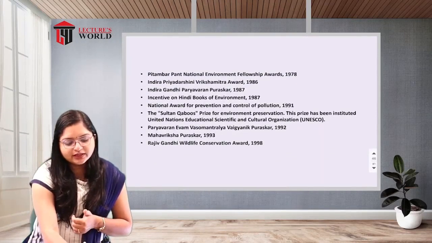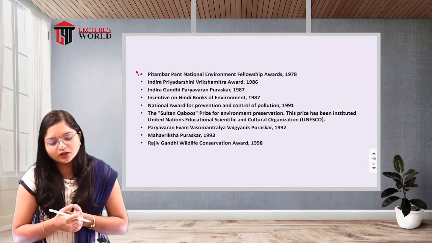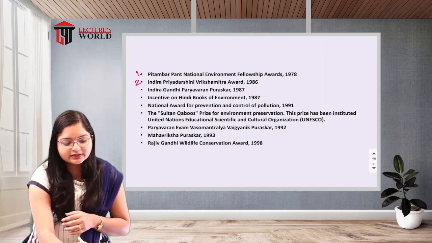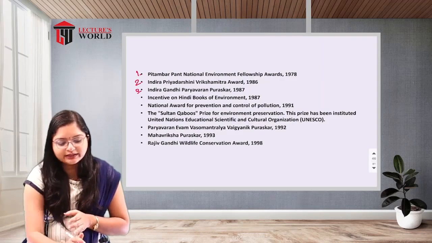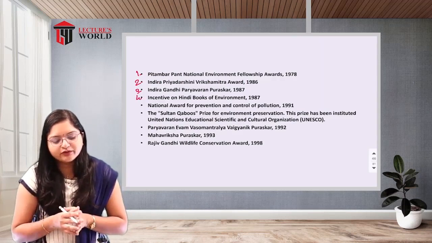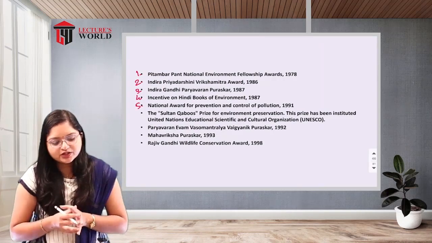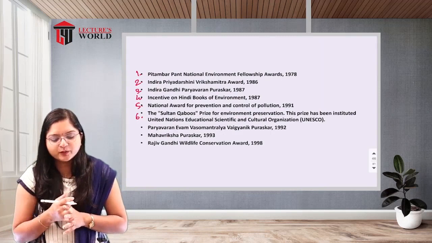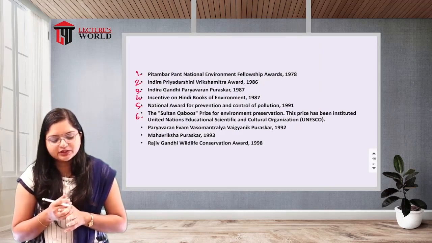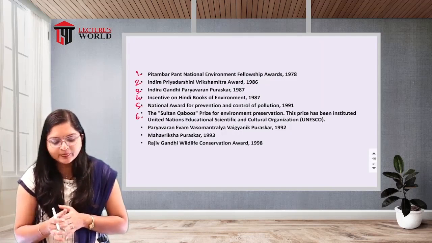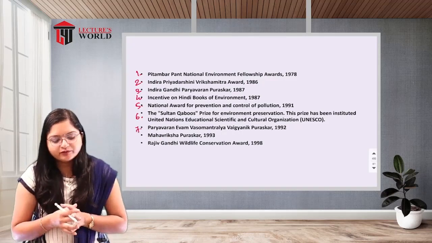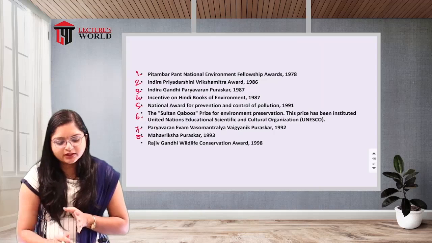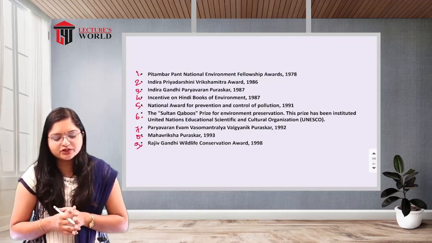In that, the first award is the Pitambar Pant National Environment Fellowship Award 1978, Indira Priyadarshini Vrikshamitra Award in 1986, then Indira Gandhi Paryavaran Puraskar 1987, Incentive on Hindi Books of Environment 1987, National Award for Prevention and Control of Pollution 1991, the Sultan Qaboos Prize for Environment Preservation, which has been instituted by the United Nations Educational, Scientific and Cultural Organization, that is UNESCO, Paryavaran Evam Van Mantralaya Vaigyanik Puraskar 1994, Mahavriksha Puraskar 1993, Rajiv Gandhi Wildlife Conservation Award 1998.